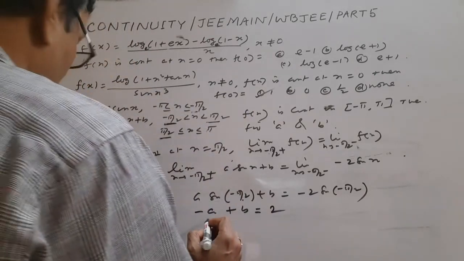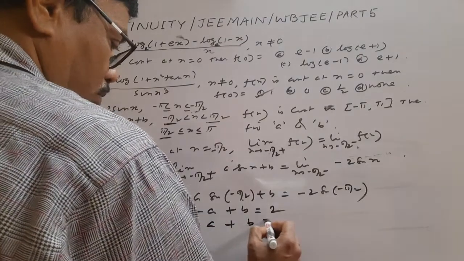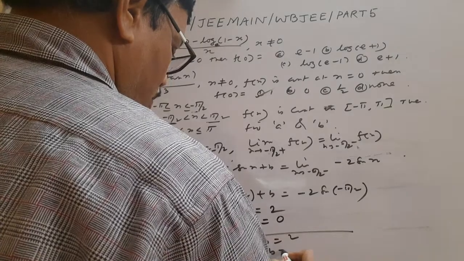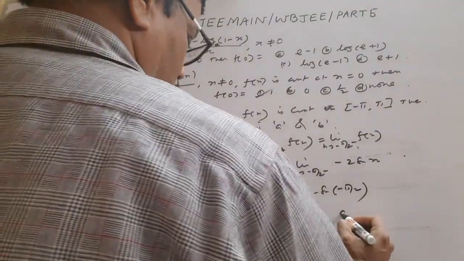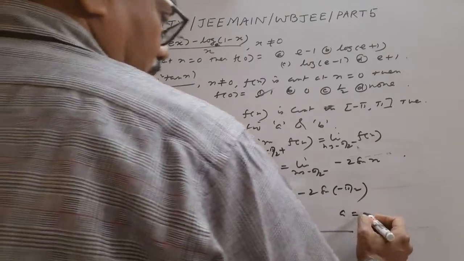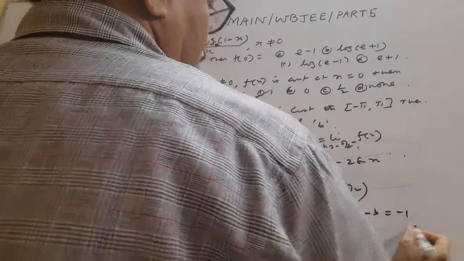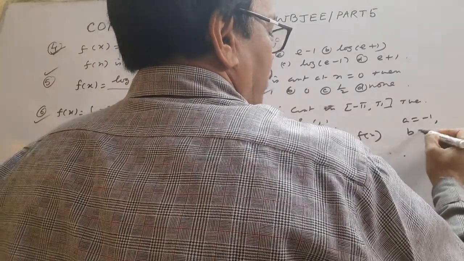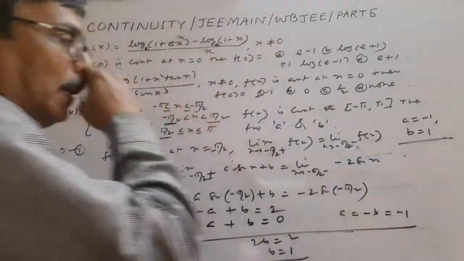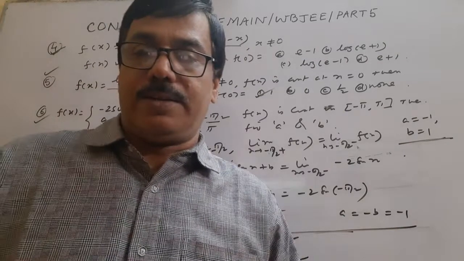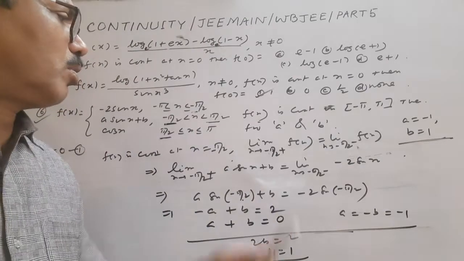And this one is a plus b equals 0. So 2b equals 2, so b equals 1. So a plus b equals 0, a equals minus b equals minus 1. So a equals minus 1, b equals plus 1. So these are the values of a and b. So very simple.